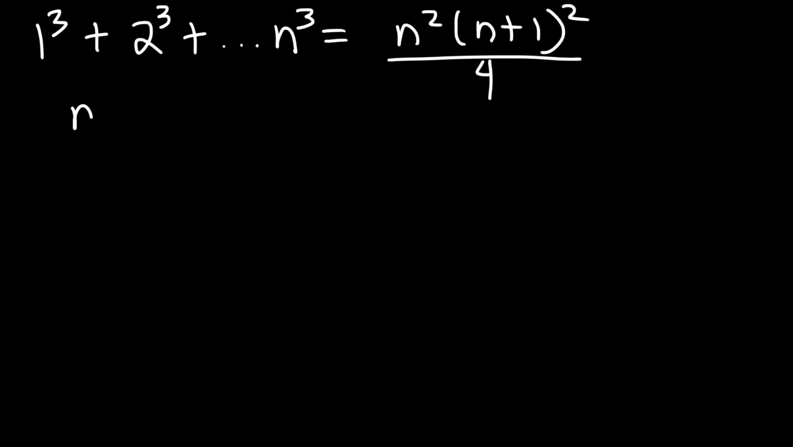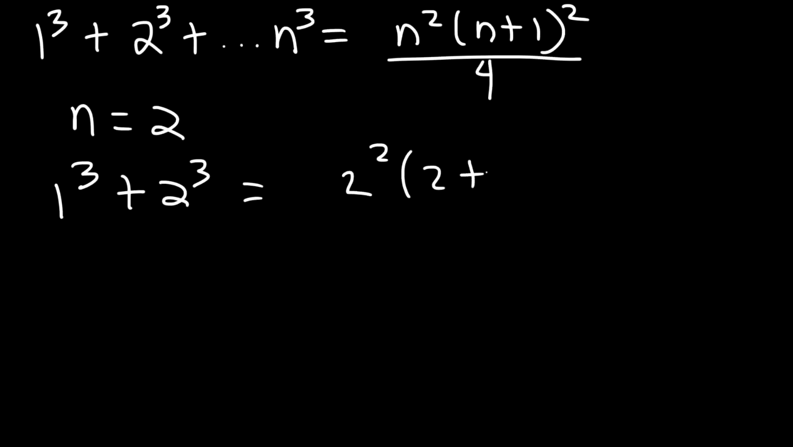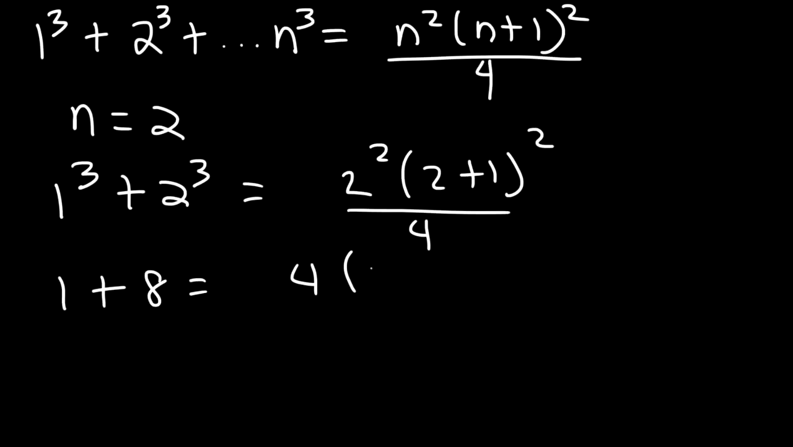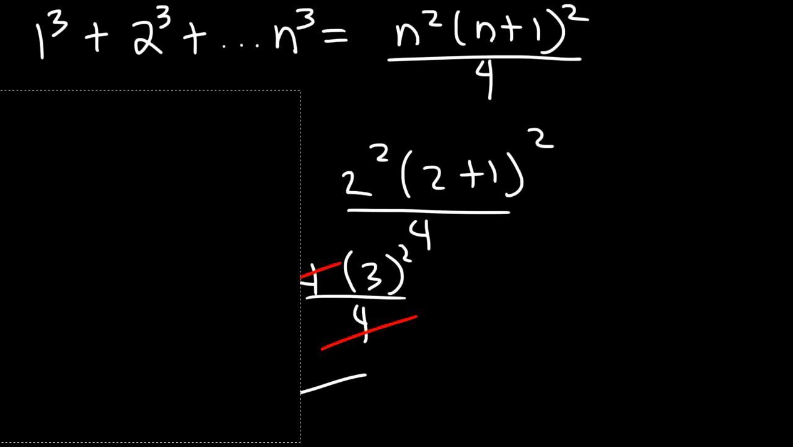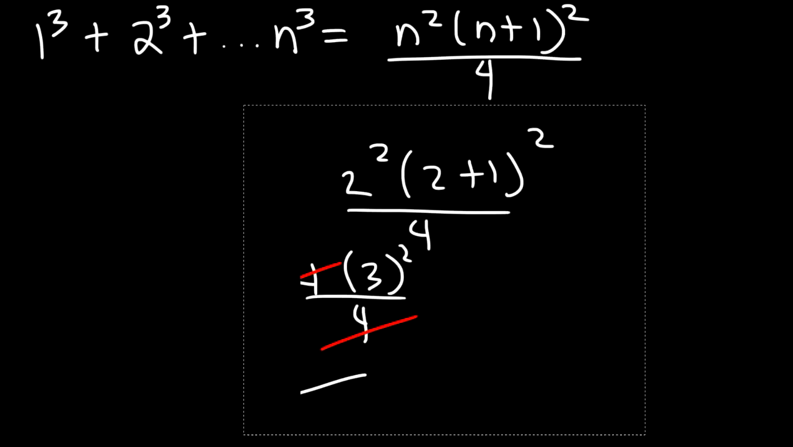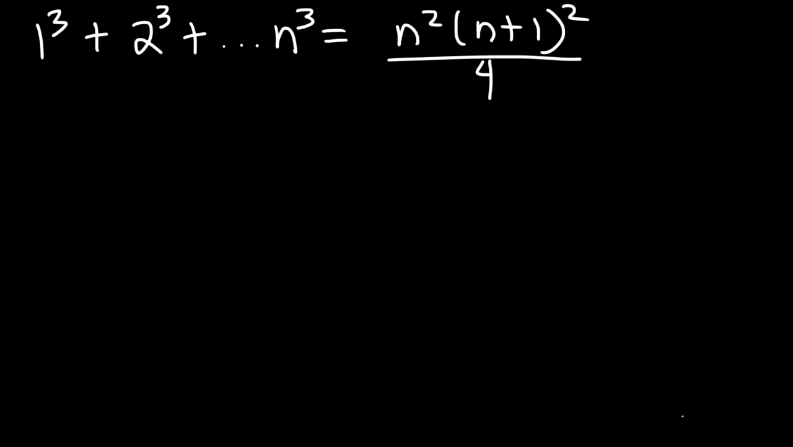N equals 2. So we need the sum of the first two terms. So 1 to the third plus 2 to the third power. That has to equal 2 squared times 2 plus 1 squared over 4. 1 to the third is 1. 2 to the third is 8. 2 squared is 4. 2 plus 1 is 3. And 4 divided by 4 is 1, so we can cancel that. 1 plus 8 is 9. 3 squared is 9. So it's true for the second term. If you want to, you can test out the third term. But this is enough for now.